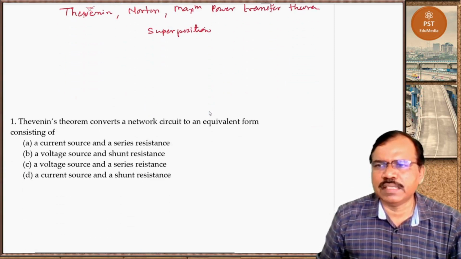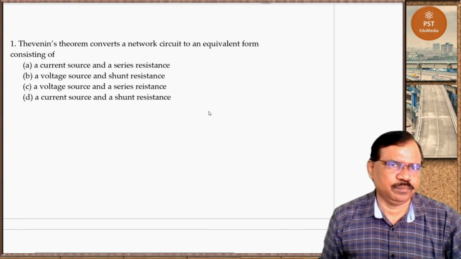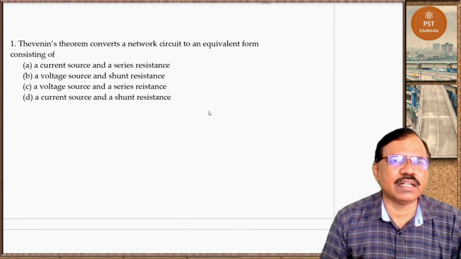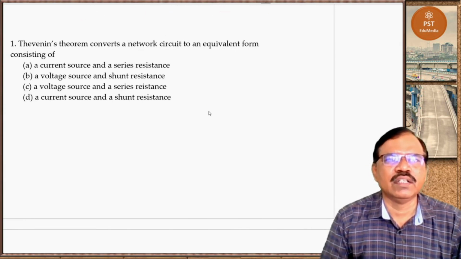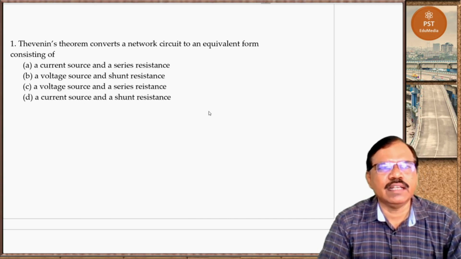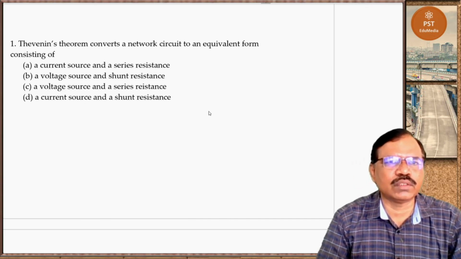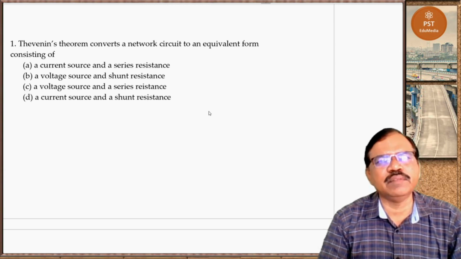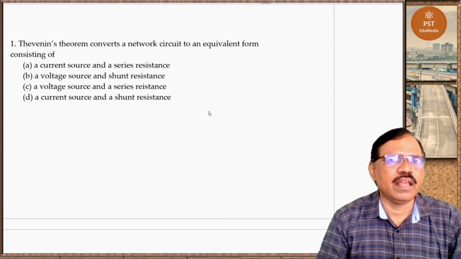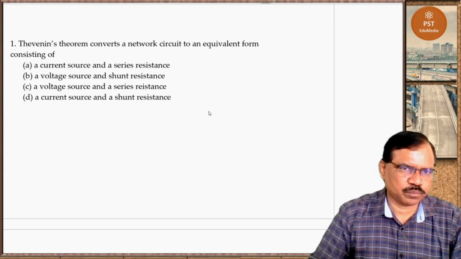Now, first multiple choice question, that is Thevenin's theorem. Thevenin's theorem converts a network circuit to an equivalent form consisting of: first one, a current source and a series resistance; a voltage source and shunt resistance. Shunt means in parallel. A voltage source and series resistance; a current source and a shunt resistance.